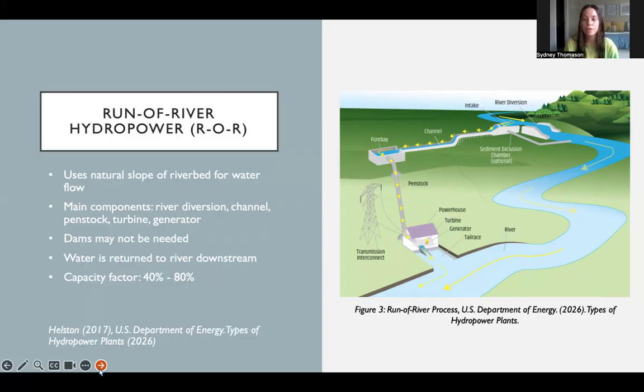For run-of-river, dams are not necessary because there is no need to create a reservoir for that water. So the capacity of the power plant is dependent on whether the river is flowing or not. And typically for run-of-river hydropower, there's a capacity of 40 to 80%.